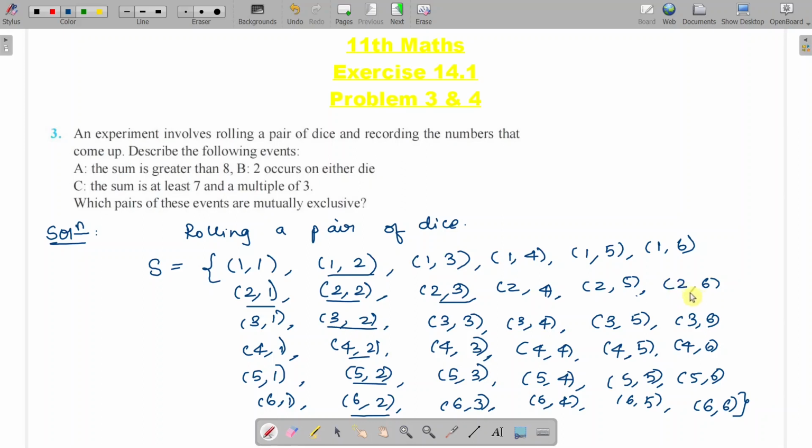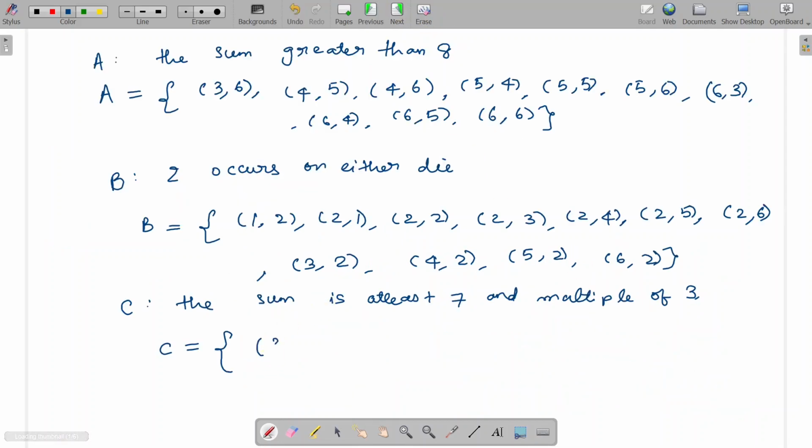So let us look at this, 2 comma 6, it is 8. It is greater than 7 but not a multiple of 3. Then if we look at 3 comma 6, right. So 3 comma 6 means 3 plus 6 is 9, which is a multiple of 3. So 3 comma 6 will be there, right, and therefore 6 comma 3 also will be there because the sum is 9 and it is a multiple of 3.